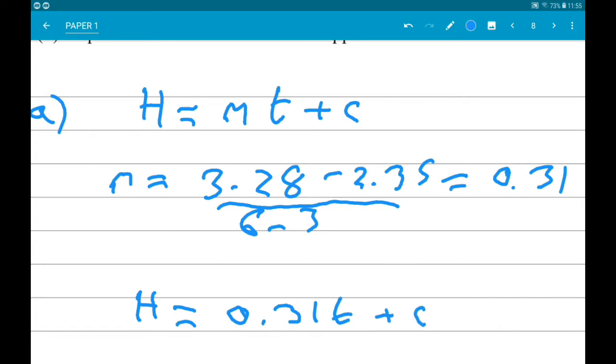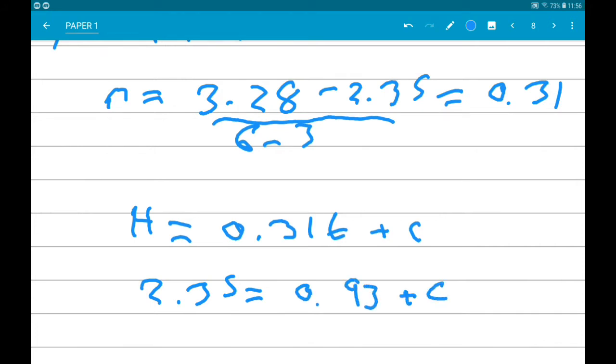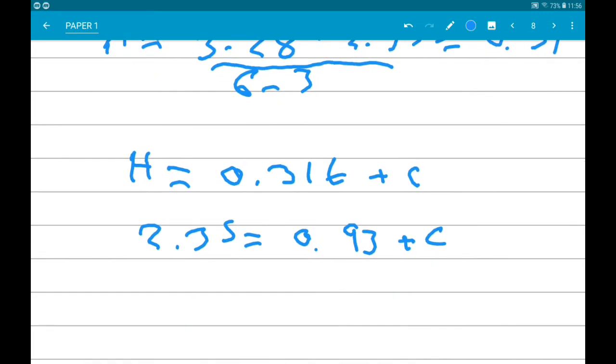Now we use one of the points to find c. So I'm going to use t is 3, h is 2.35. So I get 2.35 is 0.93 add c. Now that then gives me c is 1.42.